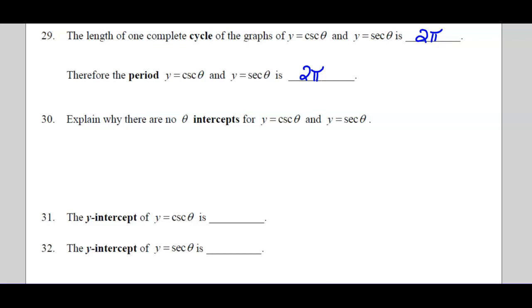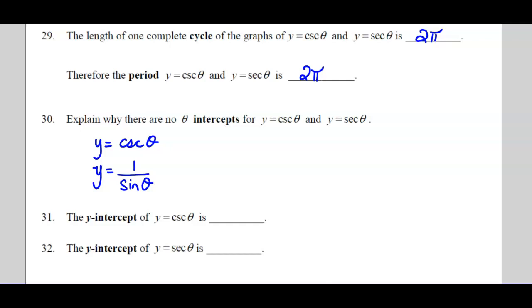No theta intercepts for y equals cosecant. Well, if you're thinking about the function, we've got y equals, say, cosecant theta. That's y equals 1 over sine theta. Remember back from when we were doing reciprocal functions, we got our x-intercepts when they were polynomials, rational functions. We got our x-intercepts from the factors up here. Well, there's no variable. There's no x or theta or anything up here. There's no way we can make, for any value of theta, get 0 in the numerator.